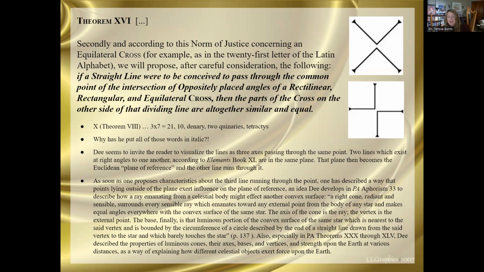That's not the only theorem where he's exploring conic sections in the Propaedeumata Aphoristica. In fact, from theorem 30 on, he is repeatedly dealing with conic sections, how light exerts forces upon the earth, basically. And he gets into the properties of luminous cones, their axes, their bases, their vertices, the strength they exert upon the earth. And it's also, as Heilbron says in his preface to the Propaedeumata, it's looking at kind of astrology as an applied science, which in Dee's day it was.